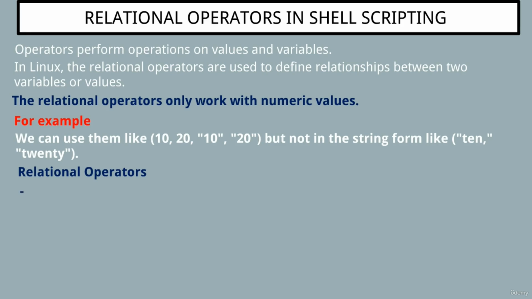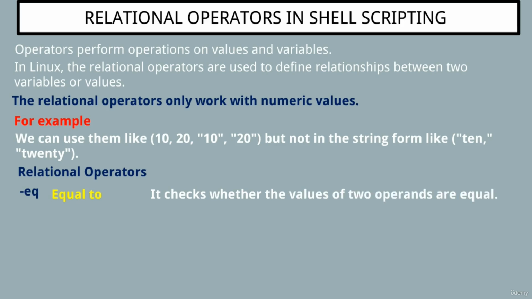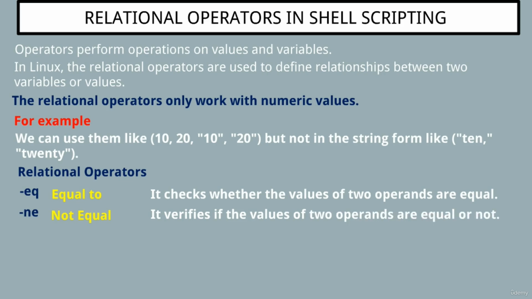The first is -eq, which means equal to. It checks whether the values of two operands are equal, and if they are, the condition is true. The next is -ne, which means not equal. Its work is the same as -eq, but in the opposite way. It verifies if the values of two operands are equal or not. If they're not, the condition is true.